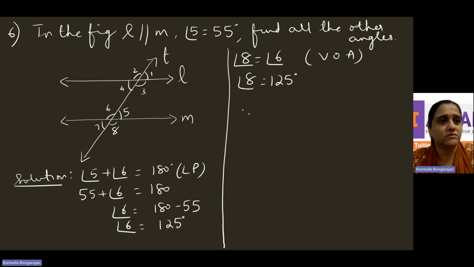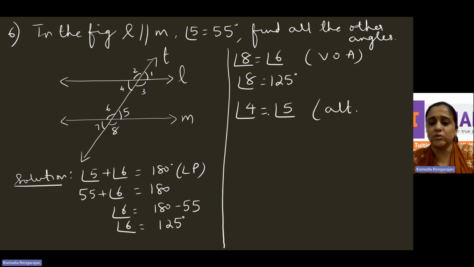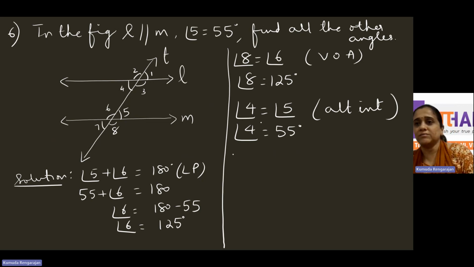Yeah, next, Anirudh. Which one you want to find? 4 you want to find. 4 is equal to which one? Very good. 4 is equal to 5, right? Whichever angle you want to find, you write that first. 4 is equal to 5. Why? Because alternate interior angles are equal. So angle 4 is equal to how much? 55 degrees.